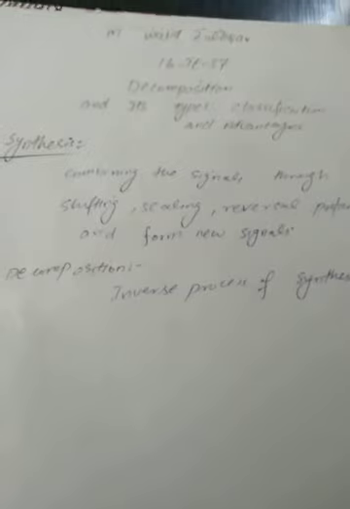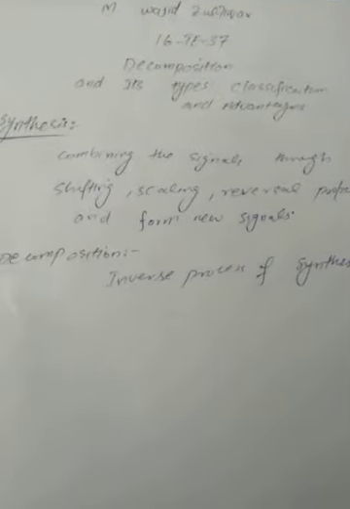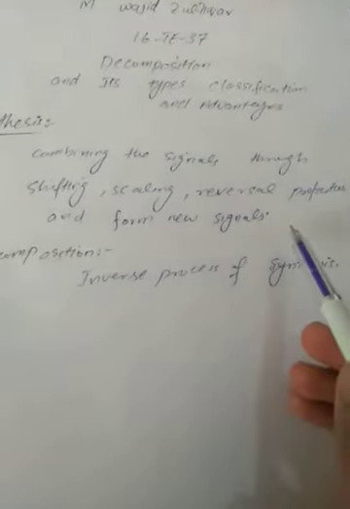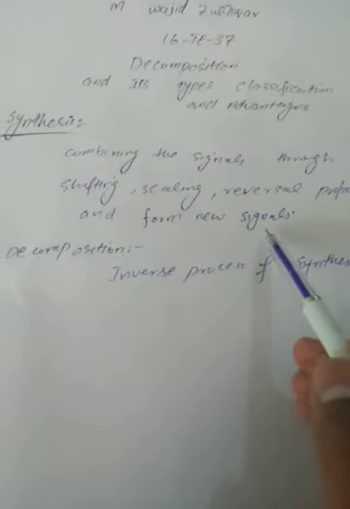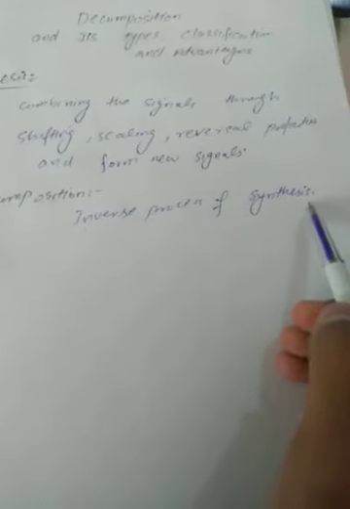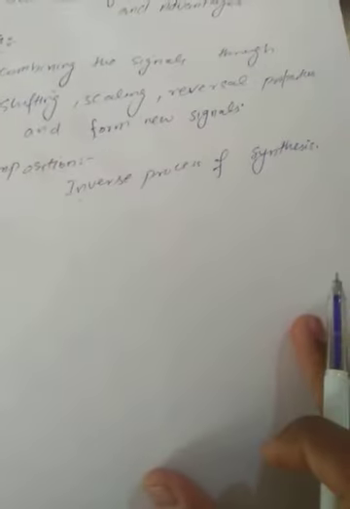The process of synthesis is combining signals through shifting, scaling, and reversal properties to form a new signal. This process is called synthesis. And what is decomposition? Decomposition is the inverse process of synthesis, in which we recover our signal through various types, for example through the impulse type, the step type, the even or odd signals, the interlaced signals, and the Fourier transform. We are going to discuss these types one by one.